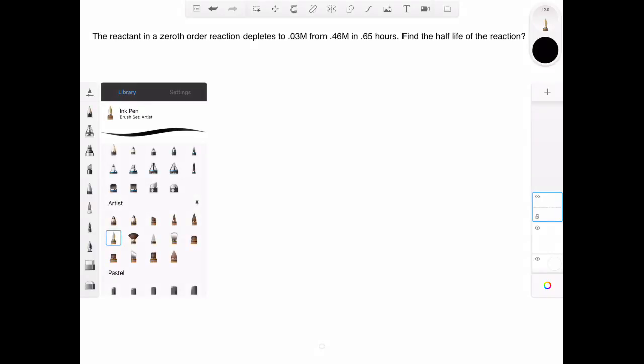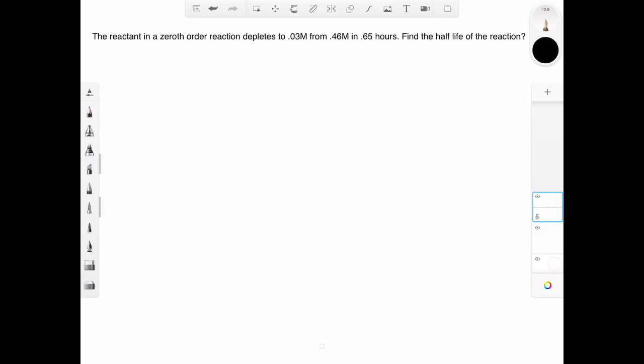So, a reactant in zeroth order depletes to 0.03 moles from 0.46 moles in 6.5 hours. Find the half-life of this reaction. So this problem will be divided into two parts, and we'll use this first equation.